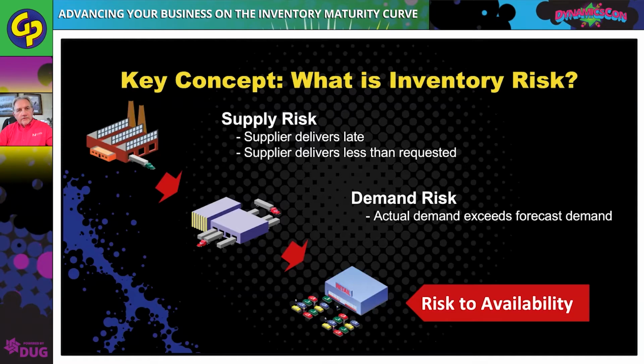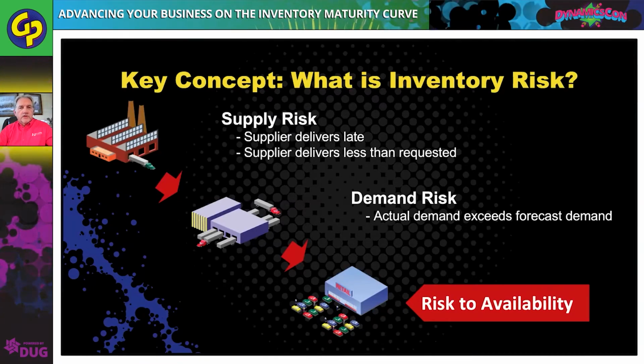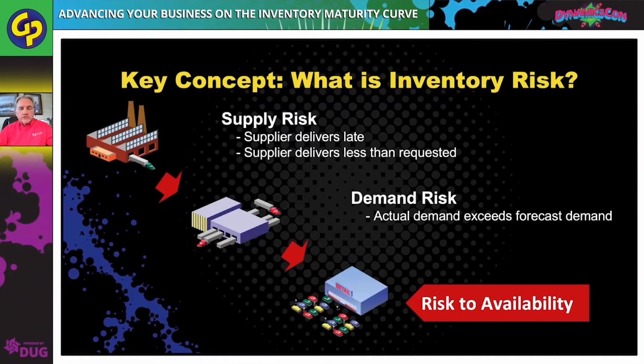On the demand side of the coin, however, there's another risk, and that is that our actual demand might be exceeding what our forecasted demand, what we expected to sell or expected to be required by our production facility. We now have actually higher demand than anticipated. And of course, that has the potential of then producing shortages and risk to my availability. So there's really two concepts here, or two feeders to this concept of inventory risk, and we need to make sure that we're understanding those and are managing with those, right?